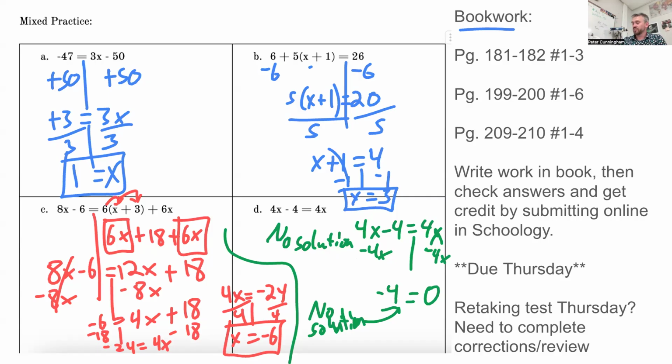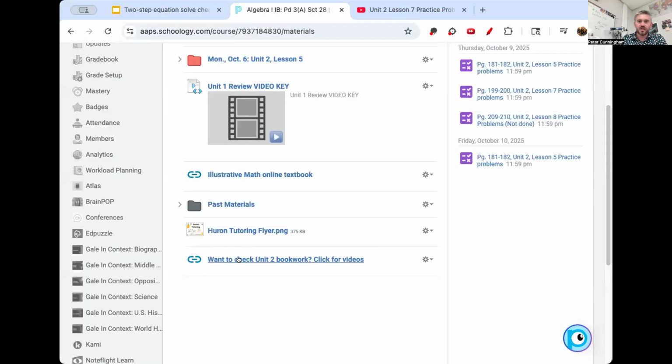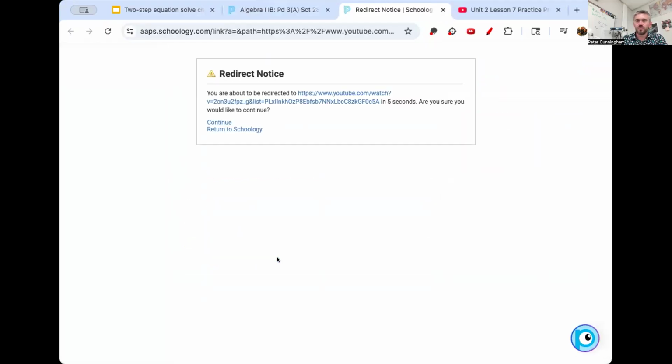You can check what your feedback is in Schoology, and you can also exit out of here, go back to our Schoology page. Again, check the Unit 2 bookwork. Boom. The one that I just showed was, I feel like, page 200.